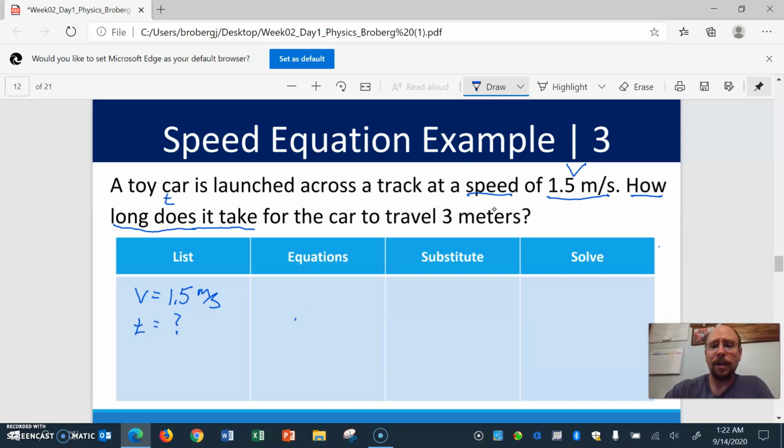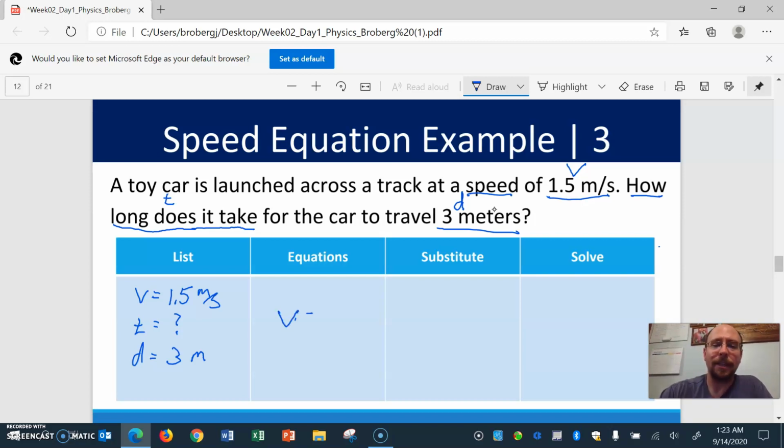And then for the car to travel 3 meters. When it's traveling 3 meters, that sounds like a distance. So I'm going to list my distance. It's equal to 3 meters. When I abbreviate meters, I can just use an M, and that's okay. All right, so this one we identified what we know, what it was that we didn't know, and it's dealing with these same 3 things: a speed, a distance, time.